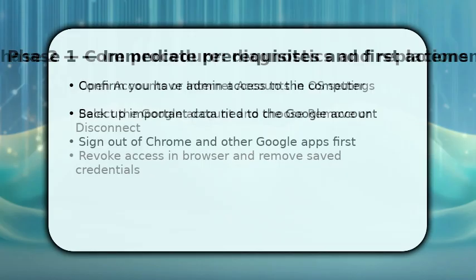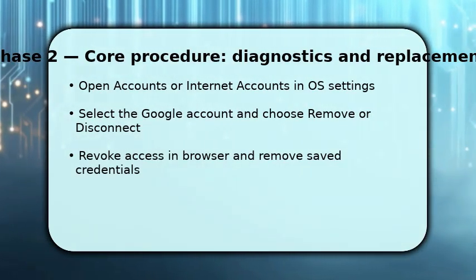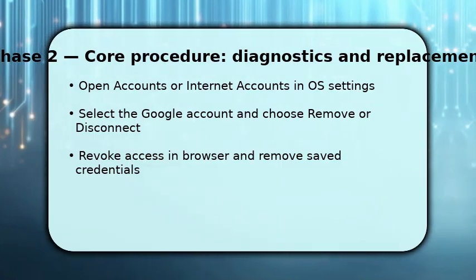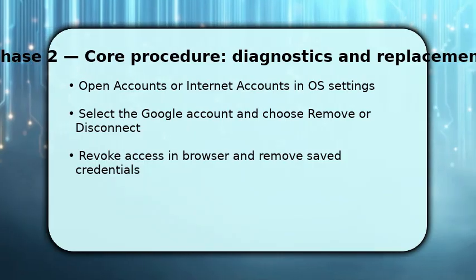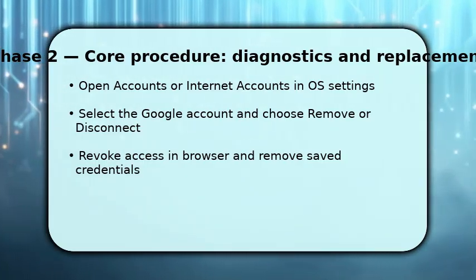You now remove the account from system-level apps so it no longer syncs. In Accounts, select the Google entry and choose Remove or Disconnect. This unregisters Mail, Calendar, and Contacts. Then open Chrome and clear the profile or disconnect sync to stop bookmarks and password syncing.